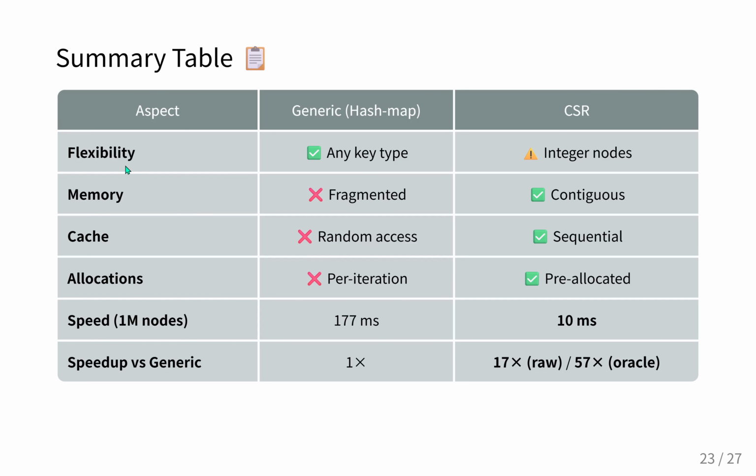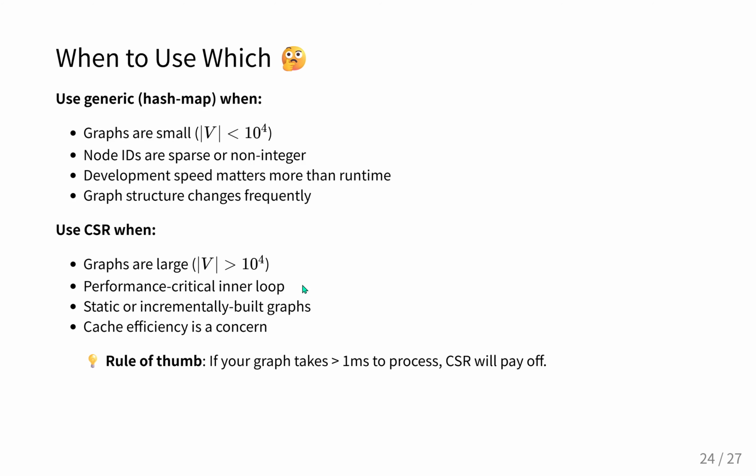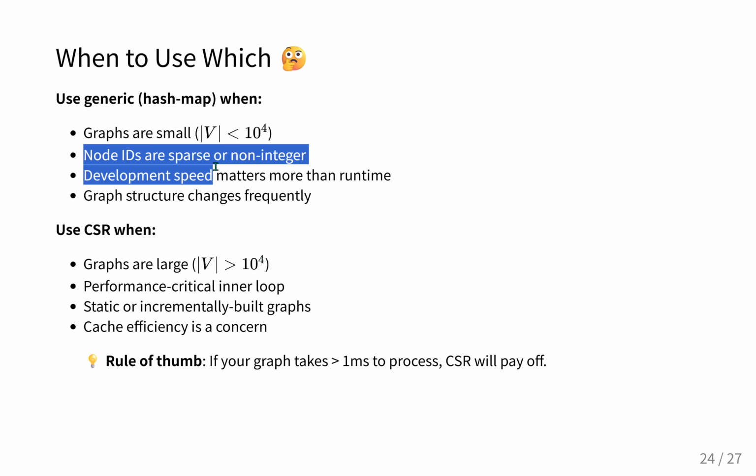You use the generic hash map when your graphs are relatively small, and specifically under 10,000 nodes. At that scale, the processor is so fast that the cache miss penalty is basically negligible. You also need it when your node IDs are sparse or non-integers, like if you're using text strings or user IDs instead of sequential numbers. Because CSR physically demands sequential integers to make those offsets work, right? Yeah, it completely breaks without them.